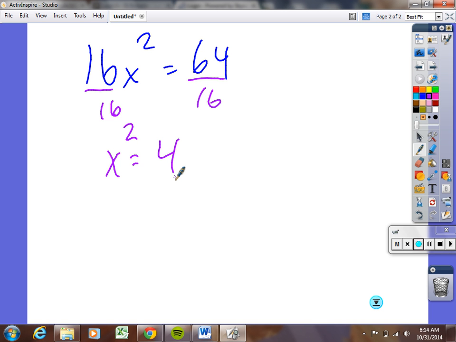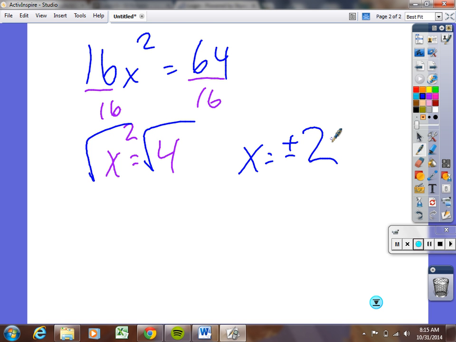Plus or minus. Now I have a squared. So how do I get rid of a squared? Square root it. So x equals plus or minus 2. What's the nice thing about doing algebra problems? You could always check your work, couldn't you? By plugging them back in.